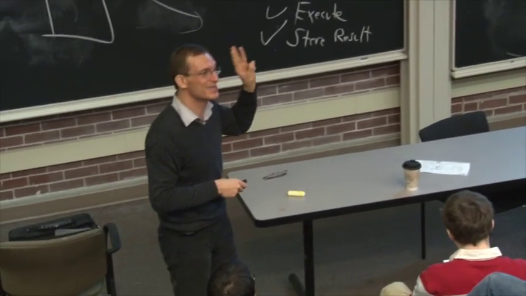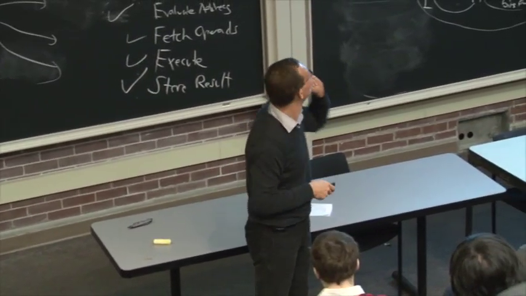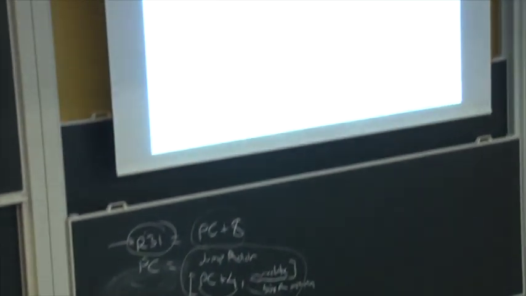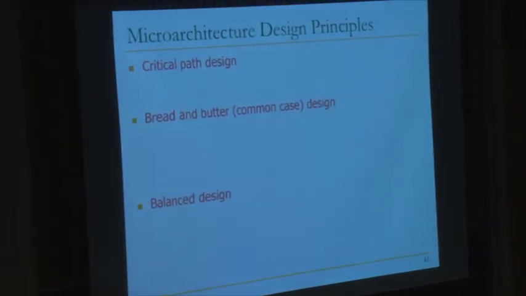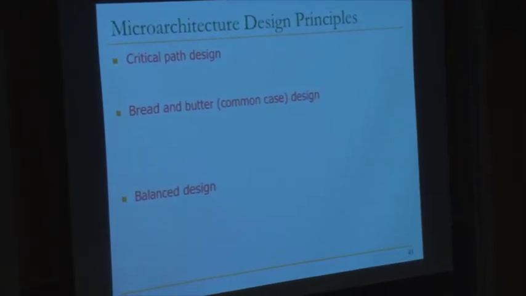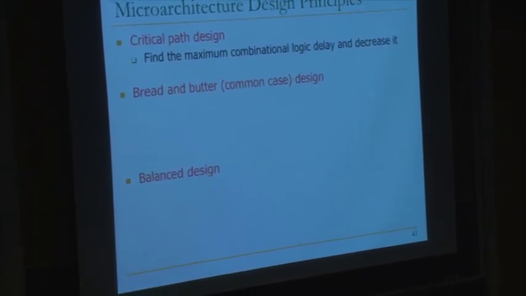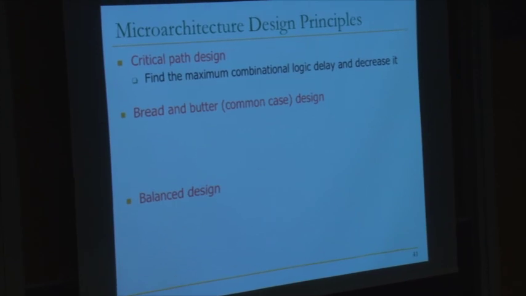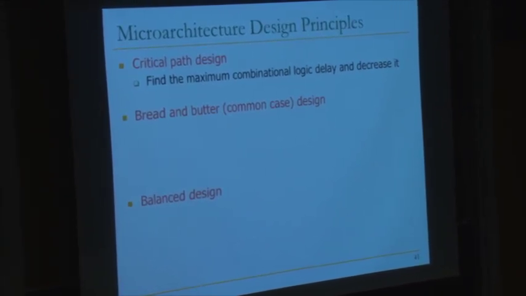There are 3 principles. I guess if you get one thing out of this lecture, you get these principles. There are 3 key principles in designing a microarchitecture. One is critical path design. You would like to minimize a critical path. Right? Find the maximum combinational logic delay and decrease it. This always improves performance, almost. You don't want things taking longer than they need to take.